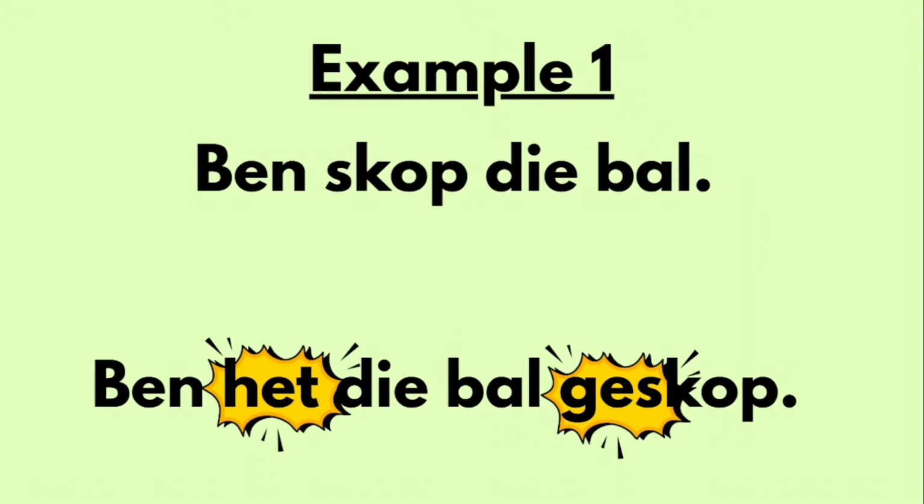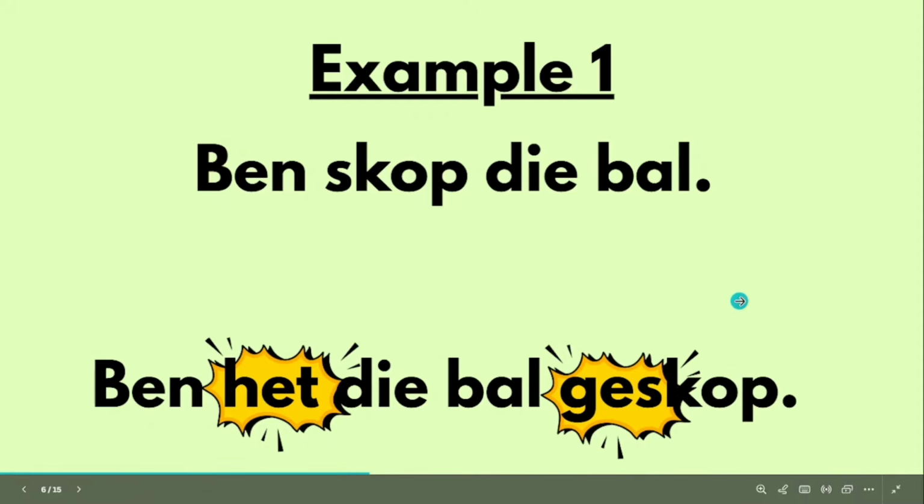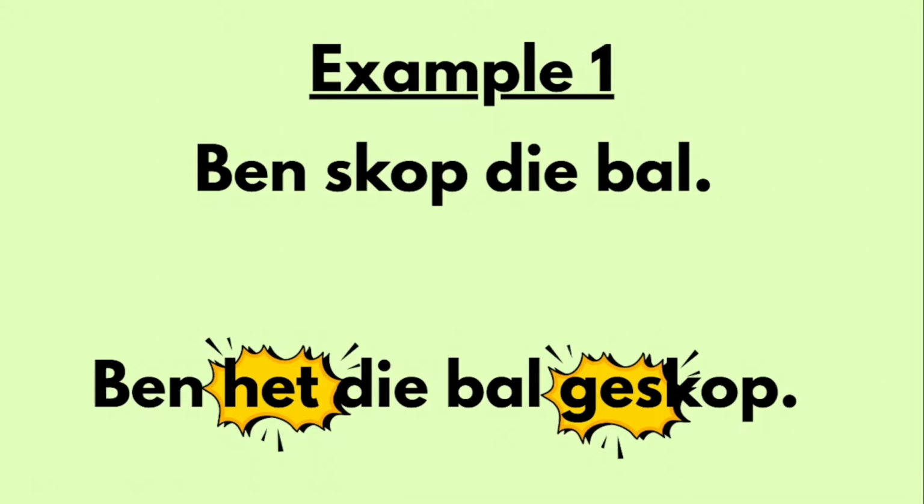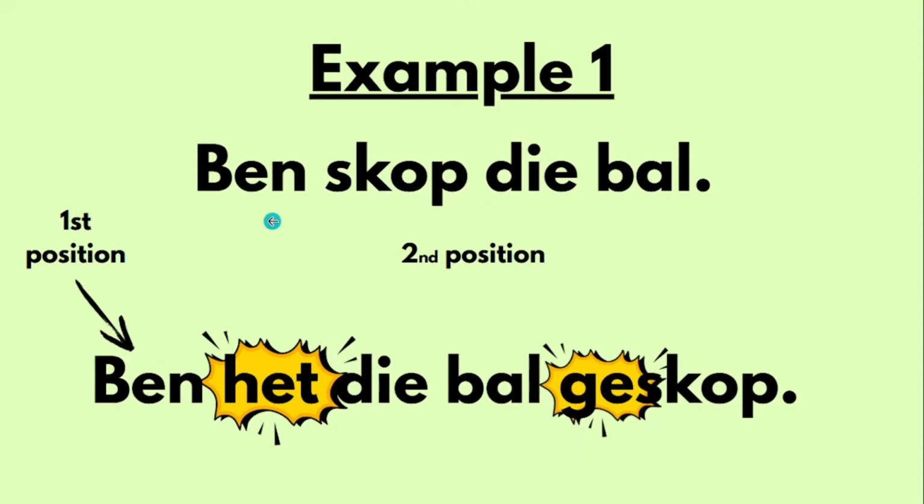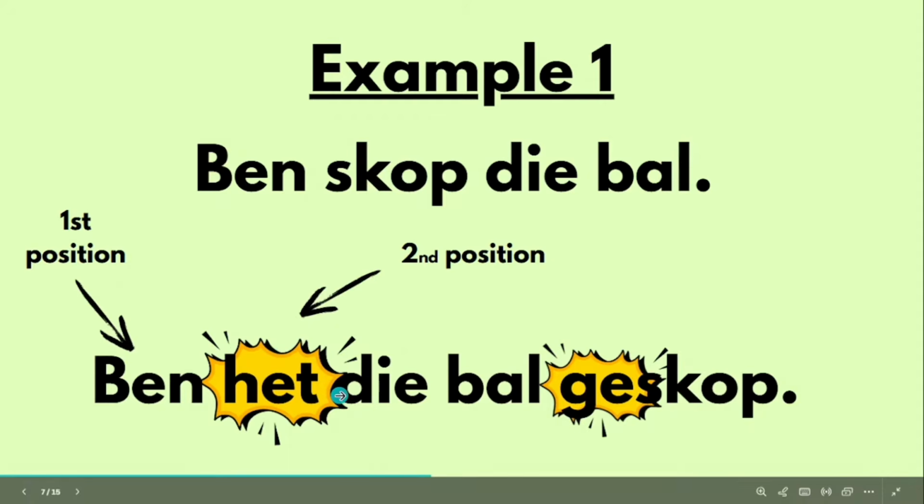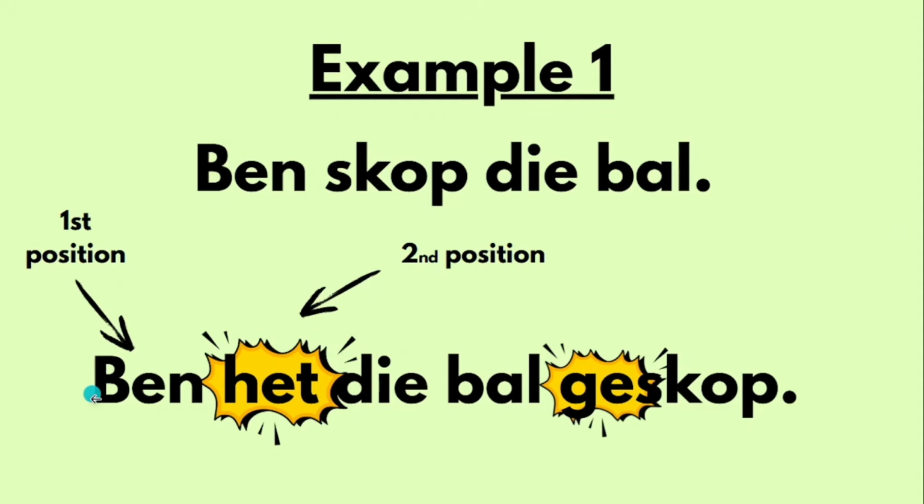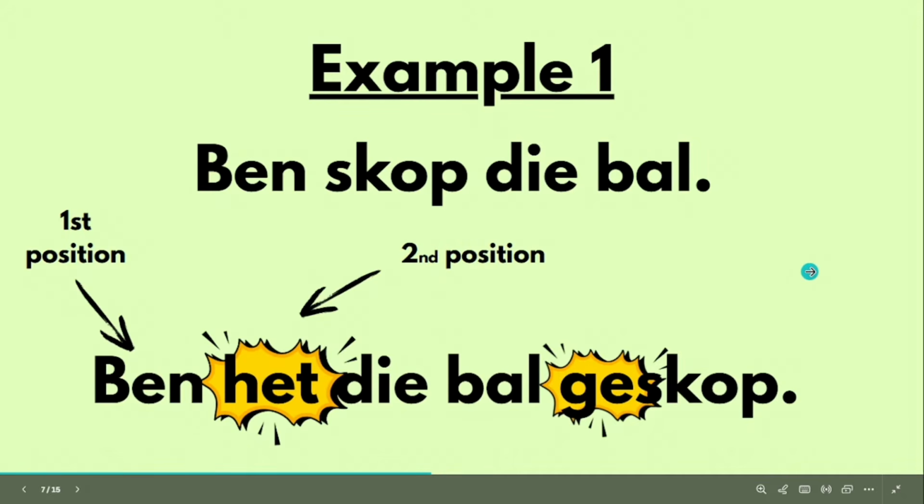So it's as easy as this. Ben skop die bal becomes Ben het die bal geskop. Okay, as easy as that. You just follow it word by word, brick by brick, and you will never go wrong. Okay, so just to repeat, Ben is in the first position in the sentence, het is in the second position in the sentence, and then ge is attached to the main verb. So second position, I basically just mean number 1, number 2, it is second in the sentence.